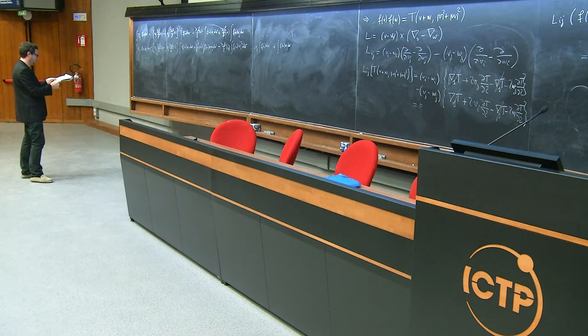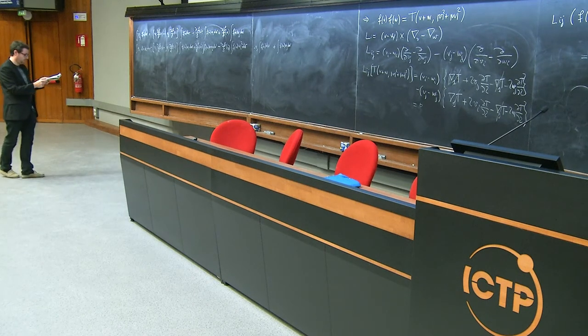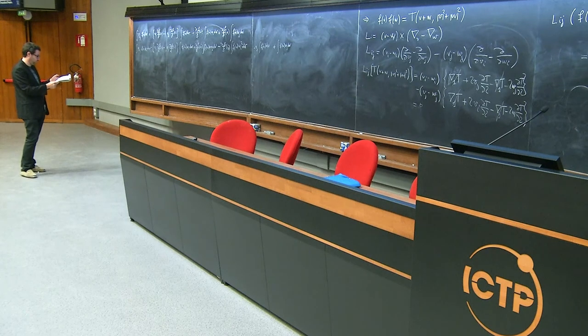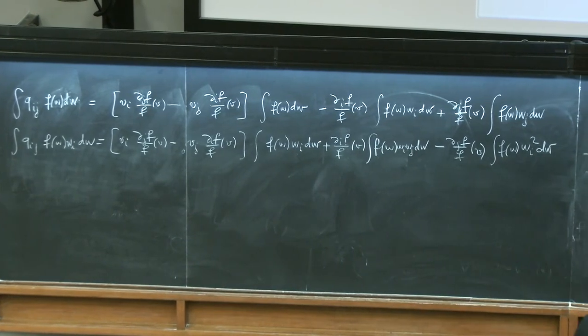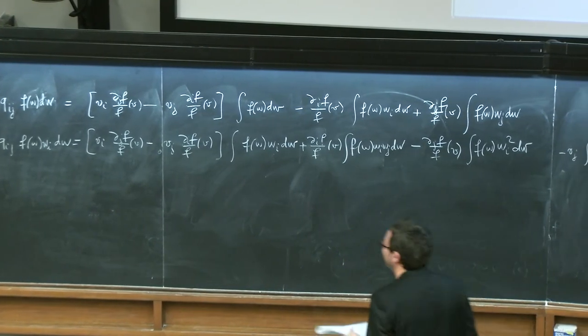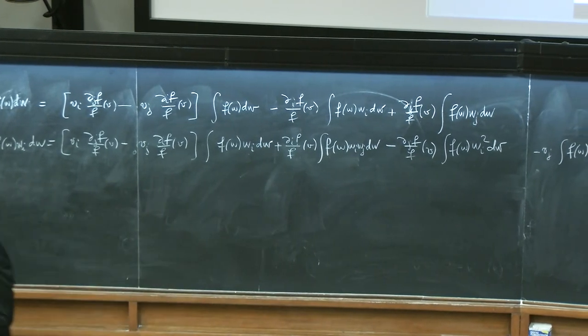So vi ∂v f vj. Minus v ∂j f minus f plus. Yeah, that's it. I'm very proud. So now I do the last one.